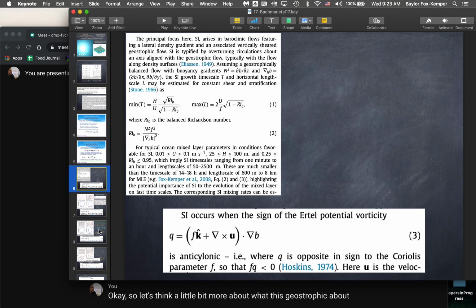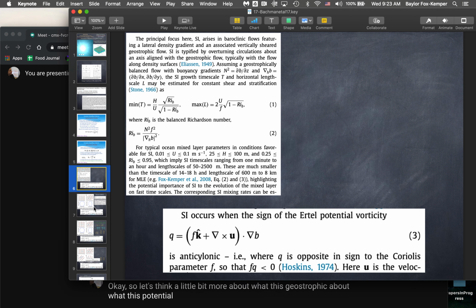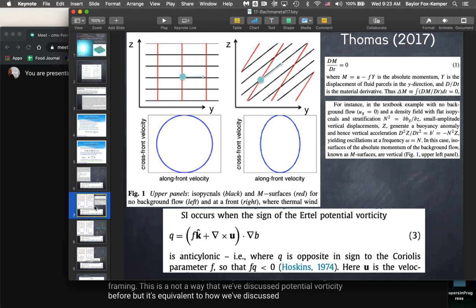So let's think a little bit more about what this potential vorticity criterion actually means by thinking about the potential vorticity in kind of an interesting framing. This is not a way that we've discussed potential vorticity before, but it's equivalent to how we've discussed it before. So it's kind of interesting.